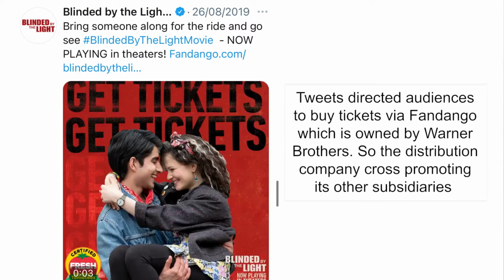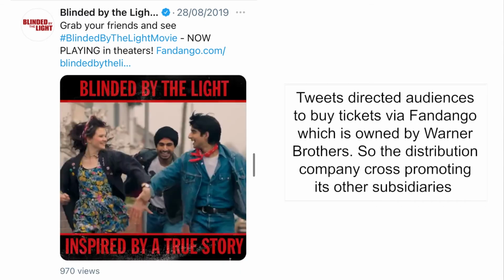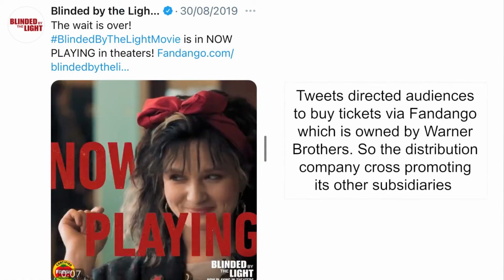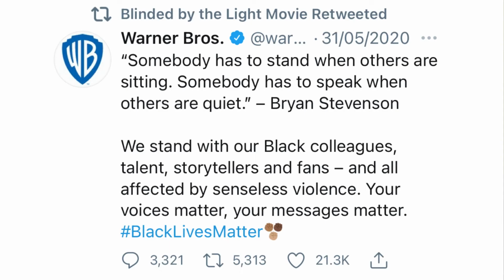This is quite interesting because Fandango is actually owned by Warner Brothers, the same way that New Line Cinema, the distributors, are owned by Warner Brothers. So use of subsidiaries owned by the same company to cross-promote different products. So it's a great way of constantly redirecting audiences to another site or another app that is also owned by the same company. They also reposted Black Lives Matter posts on their social media channels as well.